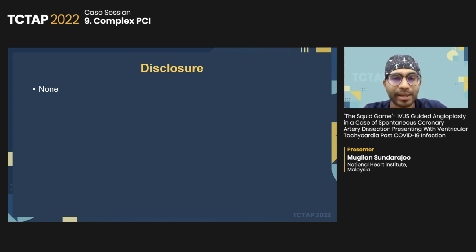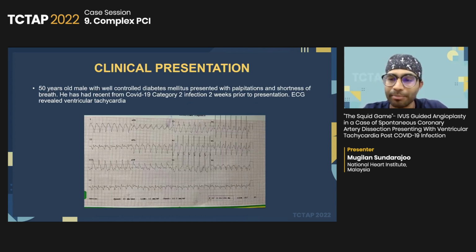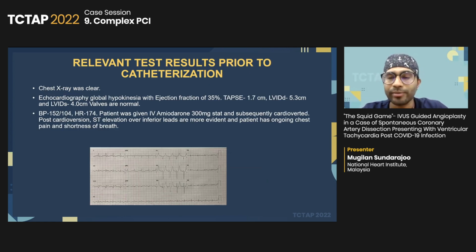So just a background history about this patient: a middle-aged gentleman with very well-controlled diabetes mellitus, HbA1c of 6.3, came to us with palpitations and also shortness of breath. He had just recovered from COVID-19 infection, category 2, just 2 weeks before presenting to us with ventricular tachycardia. The chest X-ray done was clear, showing no evidence of any fibrosis or any lung damage from the COVID-19.